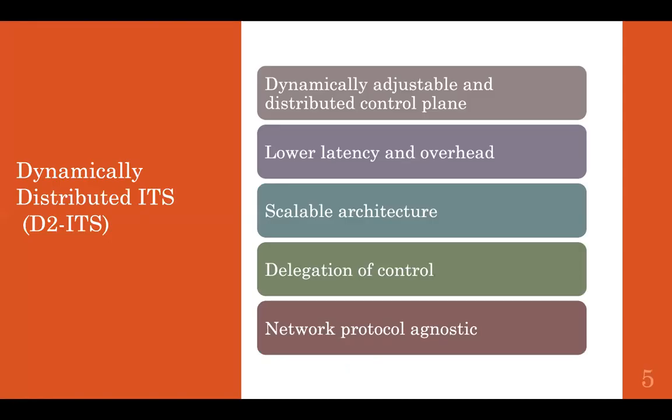So what is D2ITS? D2ITS is a dynamically adjustable and distributed control plane. It has lower latency and lower overhead. It's a scalable architecture, and it can delegate the control, as I mentioned in the previous slide. And on top of that, the whole architecture is designed in such a way that it is network agnostic.